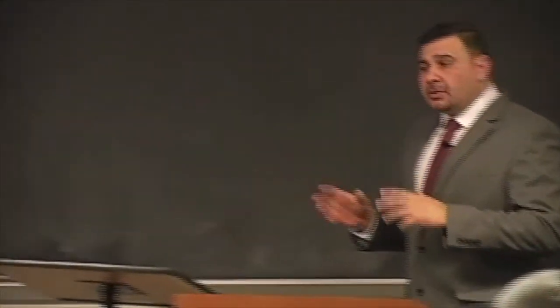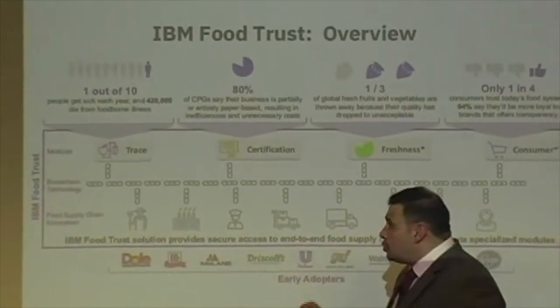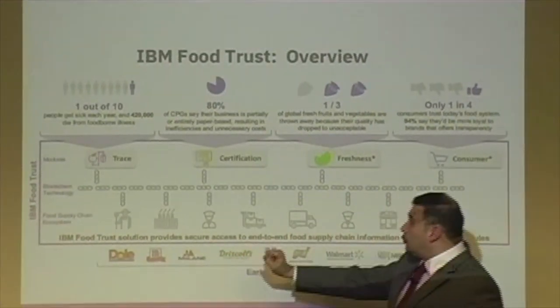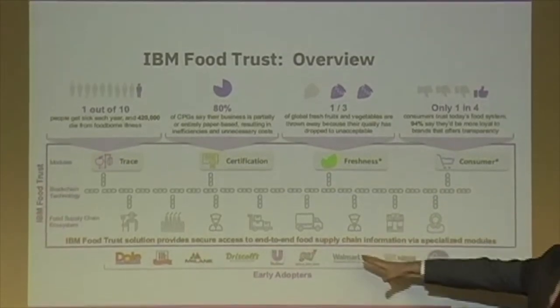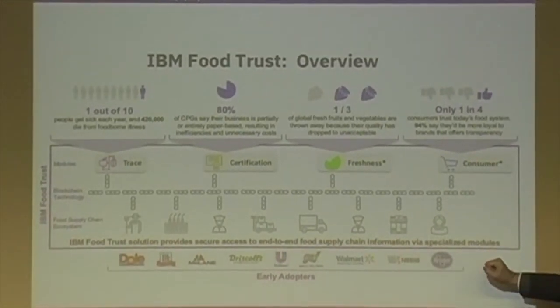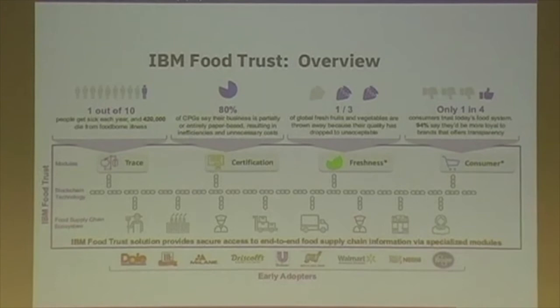Now let us look at another example where big boys play, IBM. So they trace the produce, they trace how it's packaged, they make sure that it's fresh, and they give it to the consumer. It is an actual implementation. It is a real-life implementation.